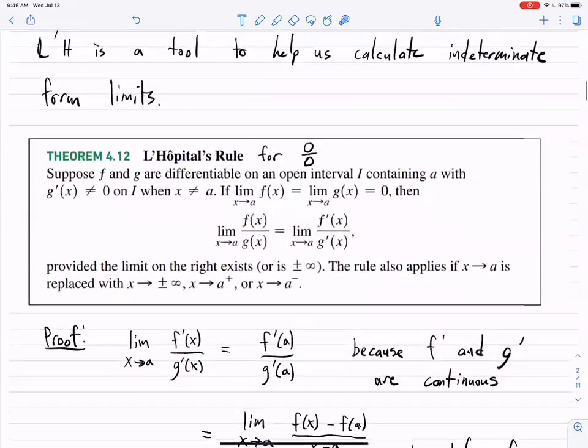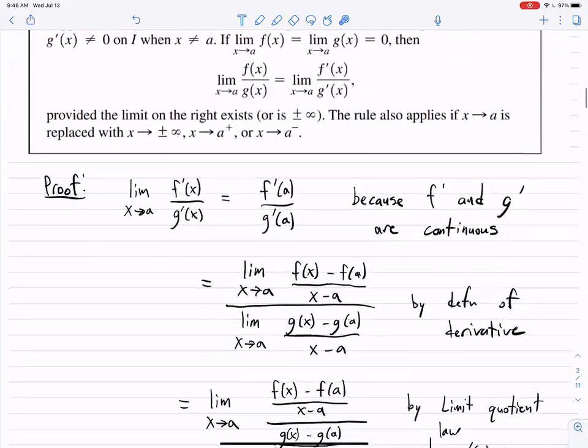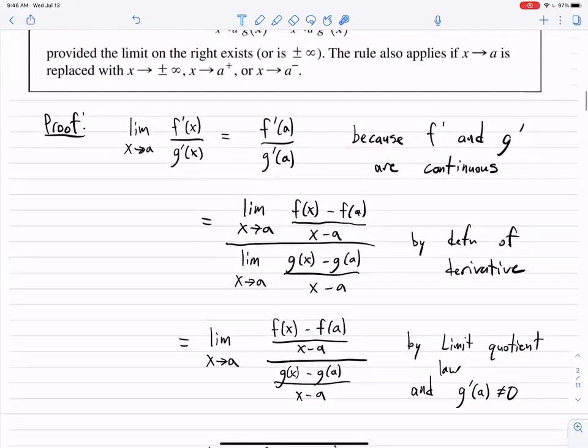The proof is actually really easy. And so I'll just do it real quick and I'll just kind of do the sketch. But the idea is this. This limit right here is the limit as x approaches a of f prime of x over g prime of x. That's just f prime over g prime of a because f prime and g prime are continuous.